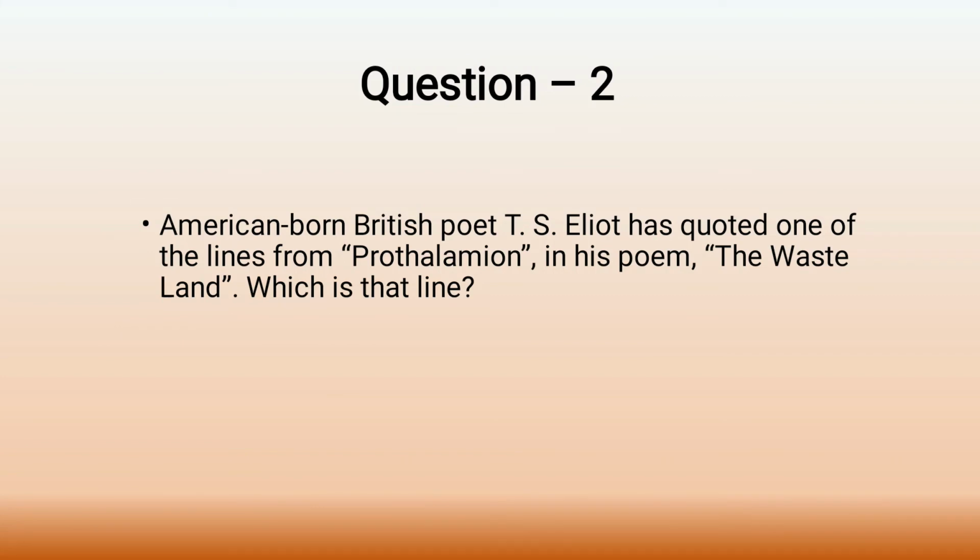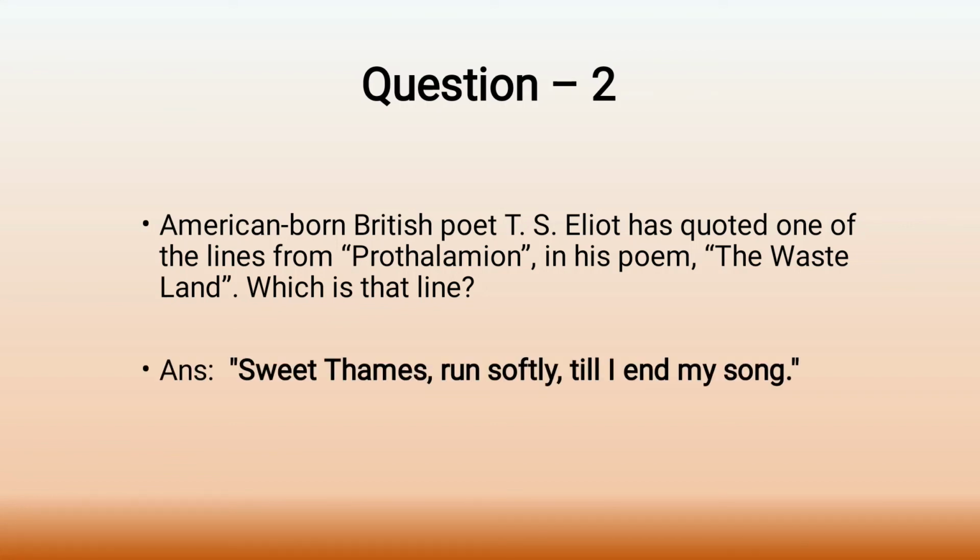Moving on, second question. American-born British poet T.S. Eliot has quoted one of the lines from Prothalamion in his poem The Wasteland, published in the year 1922. So, which is that line used in his poem The Wasteland, taken from the poem Prothalamion? Think. Yes, it's the refrain itself. Sweet Thames, run softly till I end my song. So it's a refrain, okay. And this particular line is used within the poem The Wasteland. Okay, you have to remember that. That is an important question, and we may get a question like that in the exam.